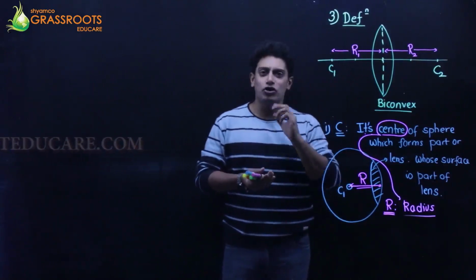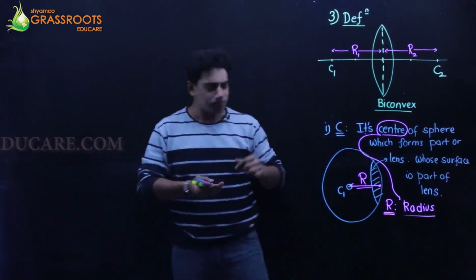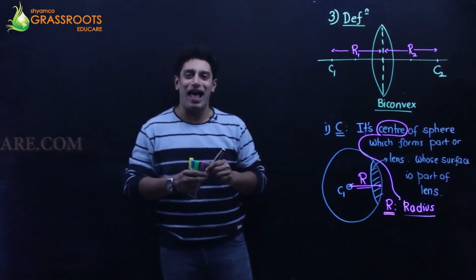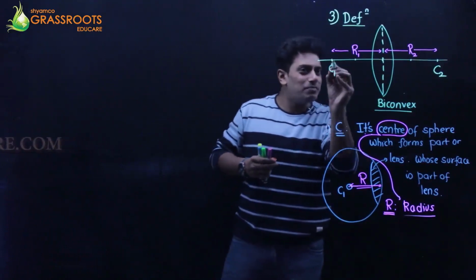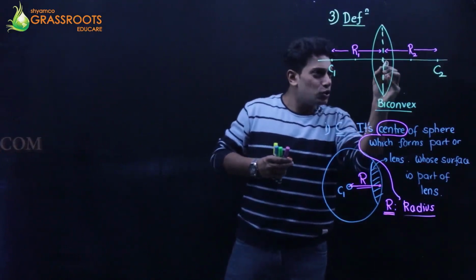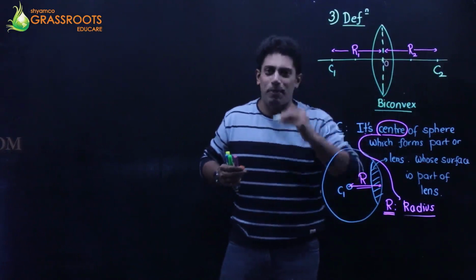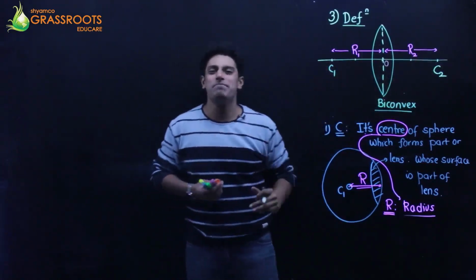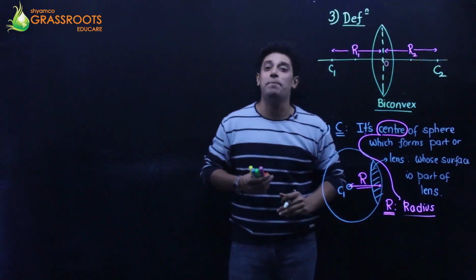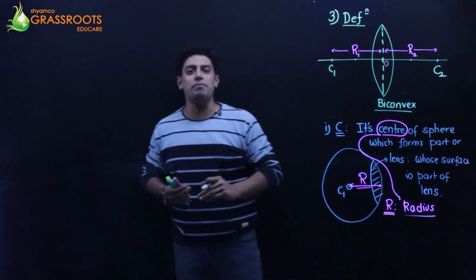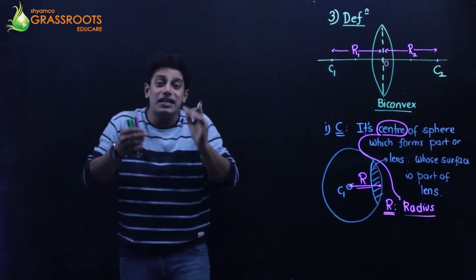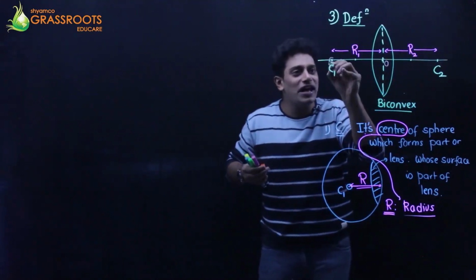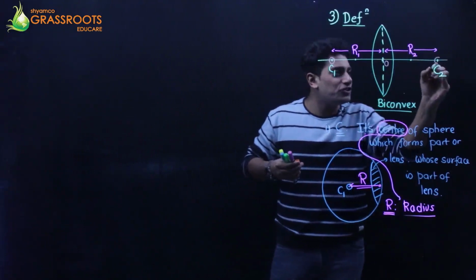Right. My third definition for y'all is going to be about the principal axis. ये जो लाइन बनाया है ना, जो सेंटर ऑफ कर्वेचर से पास होता है, just like your x axis, that imaginary line is called a principal axis. So what is a principal axis? It is an imaginary axis जो पास होता है टू सेंटर ऑफ कर्वेचर से.